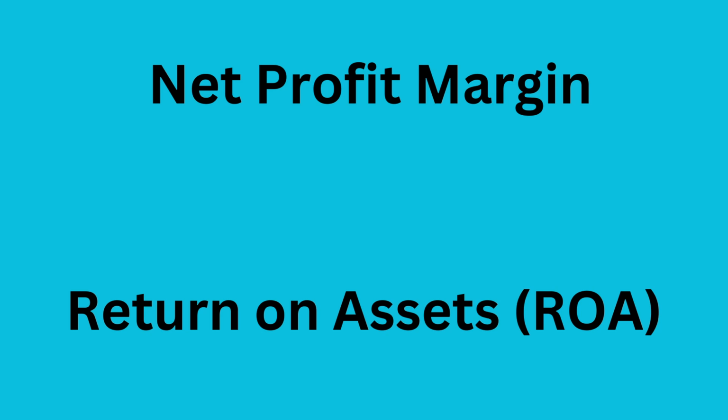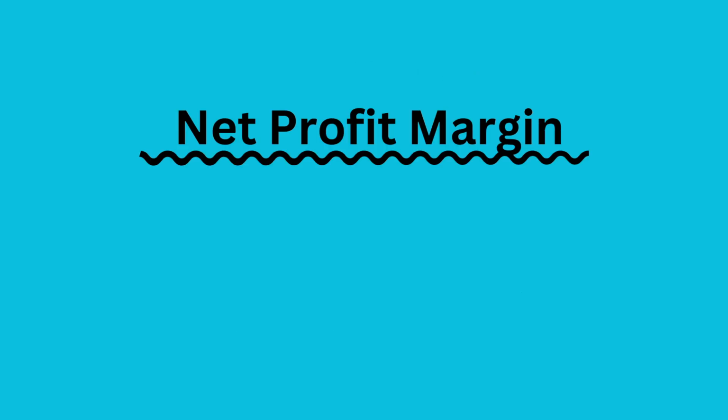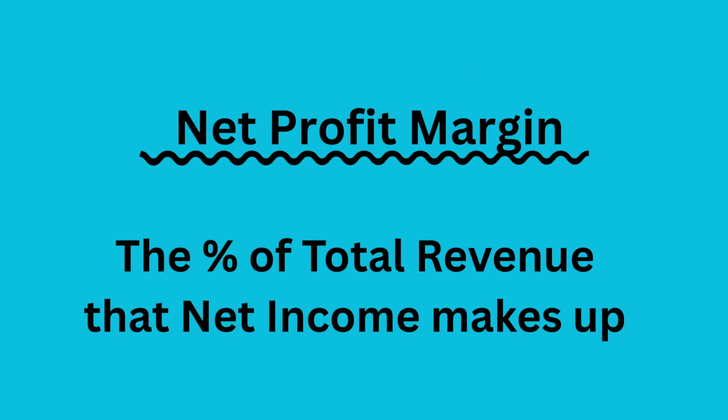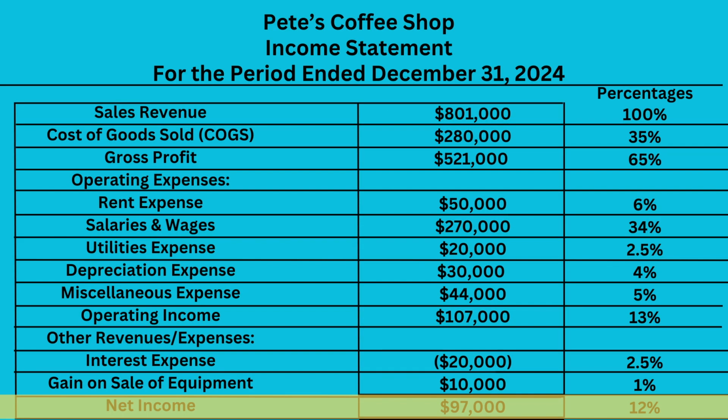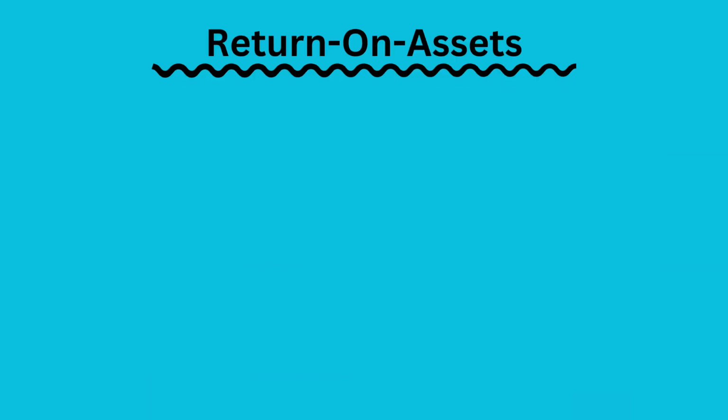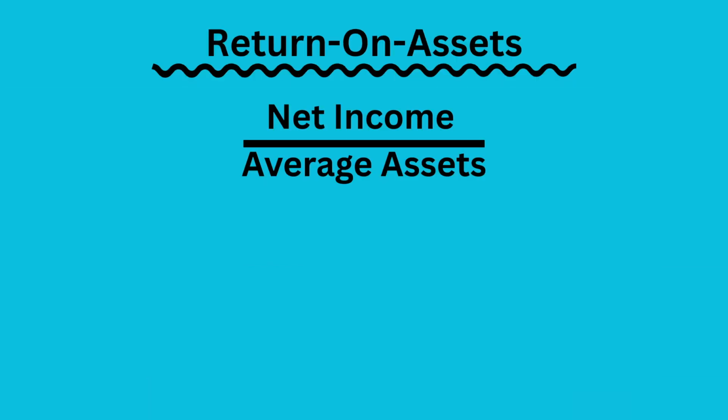Let's talk about how to calculate each. Net profit margin is the percentage of total revenue that net income makes up. We actually already calculated this number to be 12% when we were doing the vertical analysis of the income statement. Return on assets is calculated by taking the net income and dividing it by the total average assets. Just like before, to find total average assets, we add the ending assets balance to the beginning assets balance for the period and then divide that by 2.